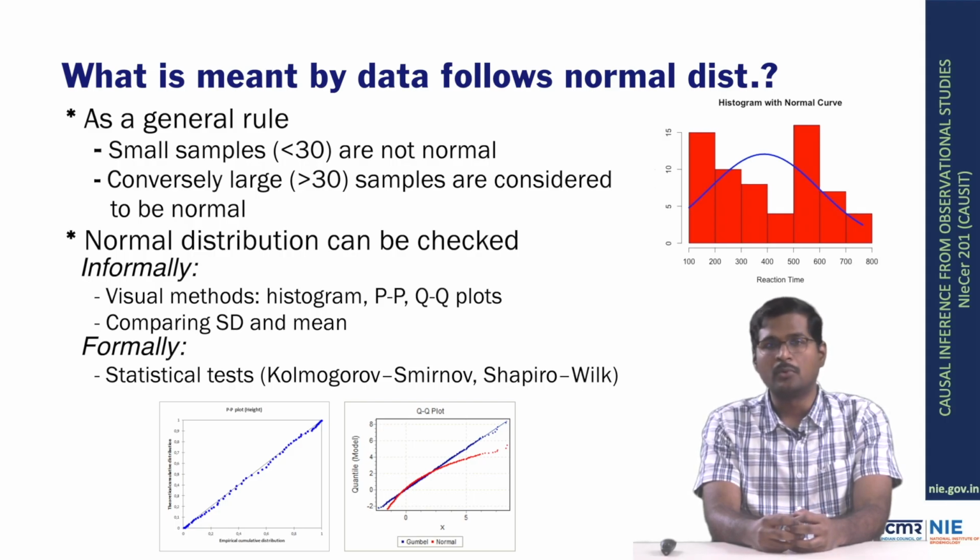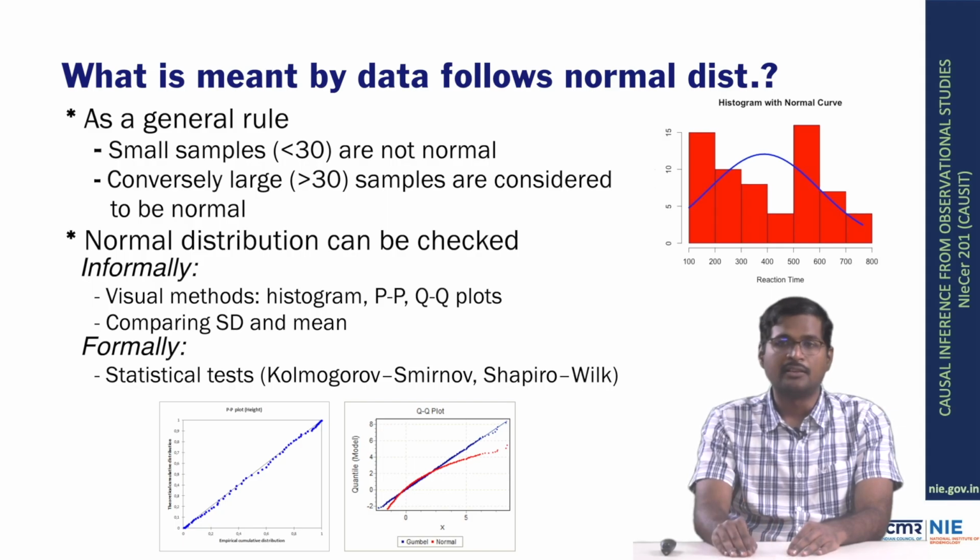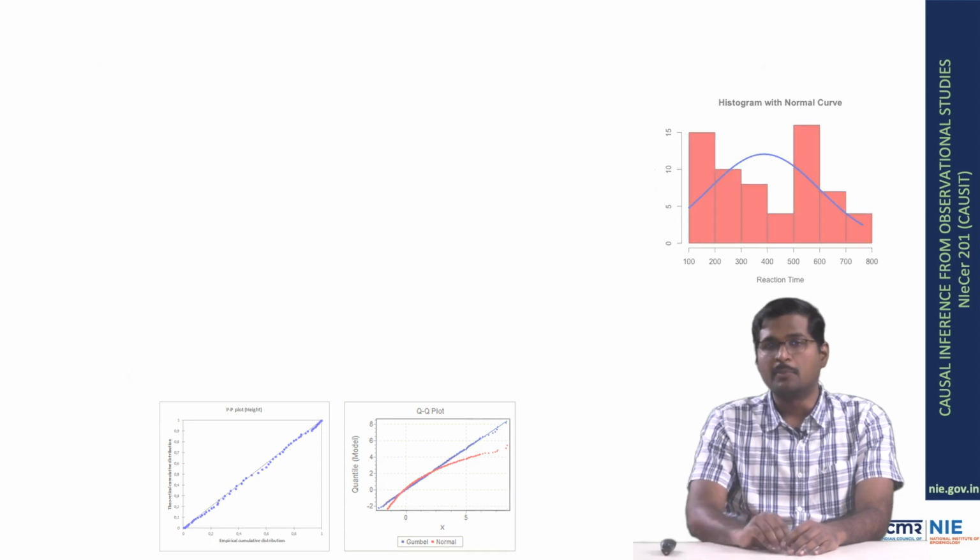These are called Kolmogorov-Smirnov and Shapiro-Wilk tests. Interestingly, these two tests should have a non-significant p-value to say that the variable is normally distributed, because the null hypothesis states that the variable is normally distributed. So you have to accept the null hypothesis, and therefore we need a non-significant p-value.